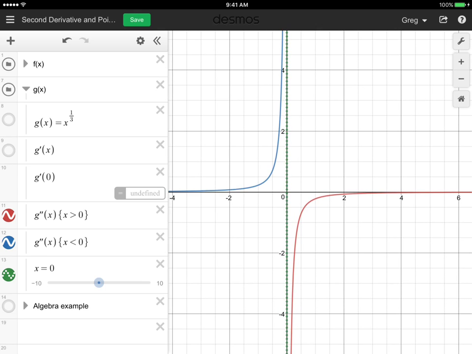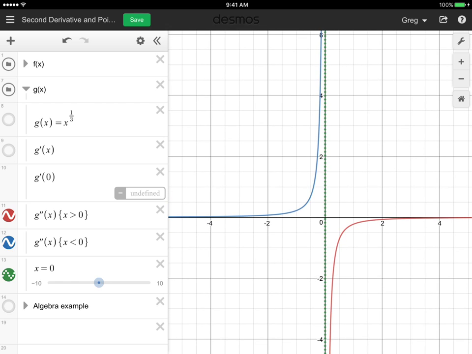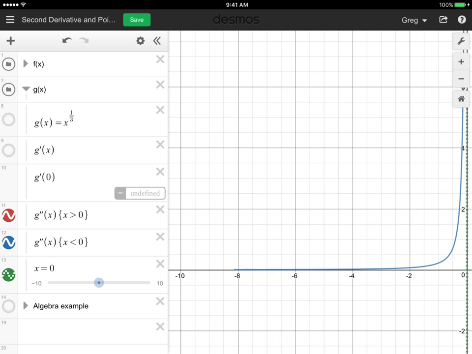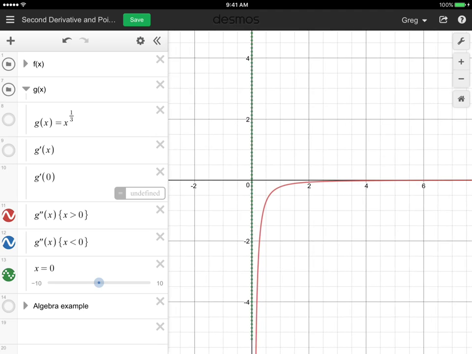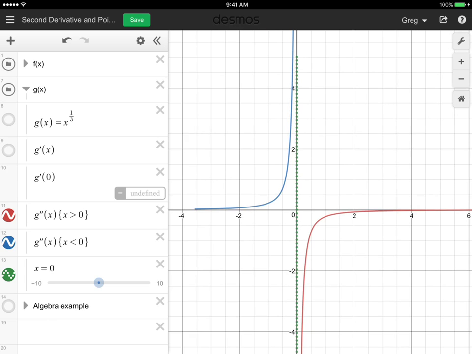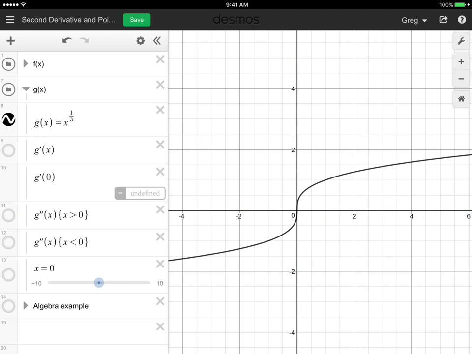So I don't know the value of the second derivative exactly at 0, so I can't prove any extrema, but because I can see that the second derivative changes from positive values to negative values, I can determine that at x equals 0, there is going to be a point of inflection. And again, if we go back and look at the original function, we can clearly see that at (0, 0) is where it would change from concave up to concave down.